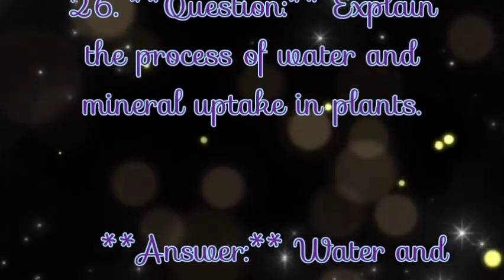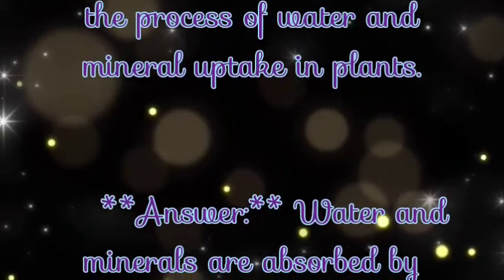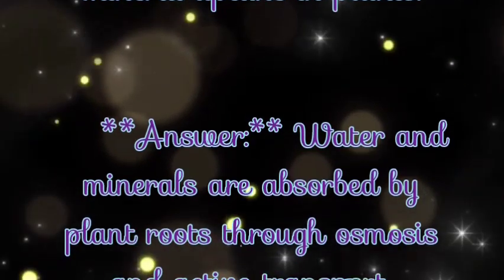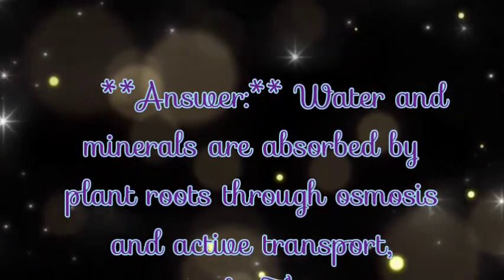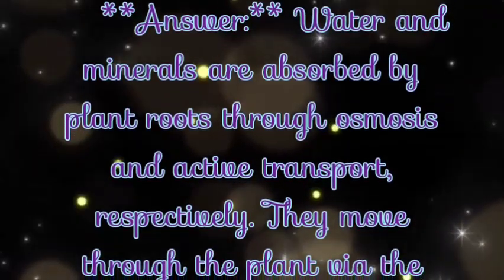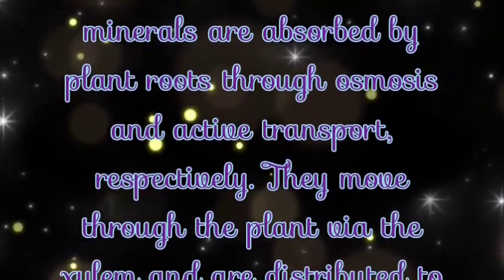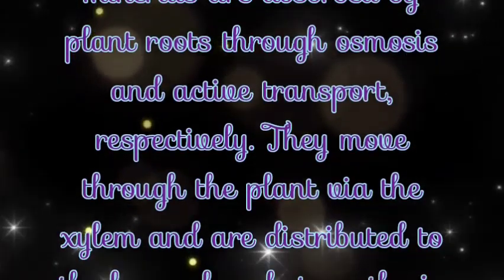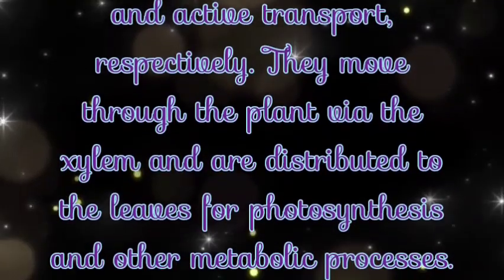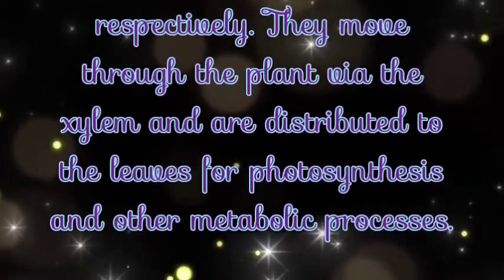Question number 26. Explain the process of water and mineral uptake in plants. Answer. Water and minerals are absorbed by plants' roots through osmosis and active transport, respectively. They move through the plant via the xylem and are distributed to the leaves for photosynthesis and other metabolic processes.